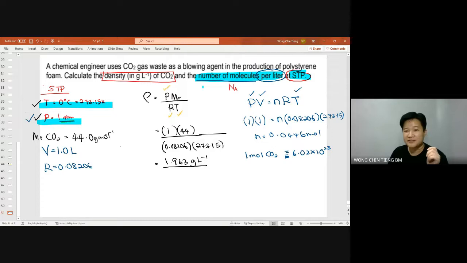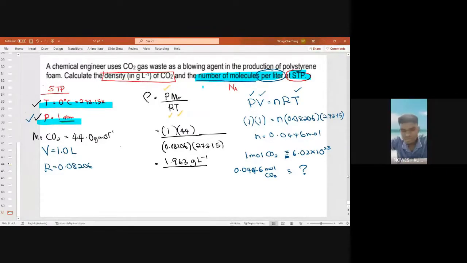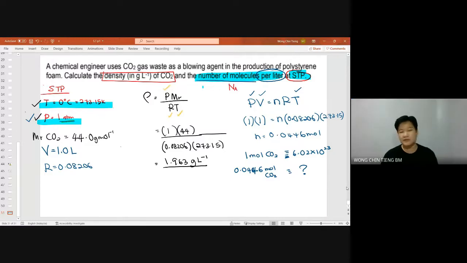Right now we have 0.0446 mole of carbon dioxide. Therefore, how many molecules? So do your maths, cross multiply, then you will have your answer over here. How much did you get? 2.6849 times 10 to the power of 22. 2.68 times 10 to the power of 22. It depends on how many decimal places that you are taking.